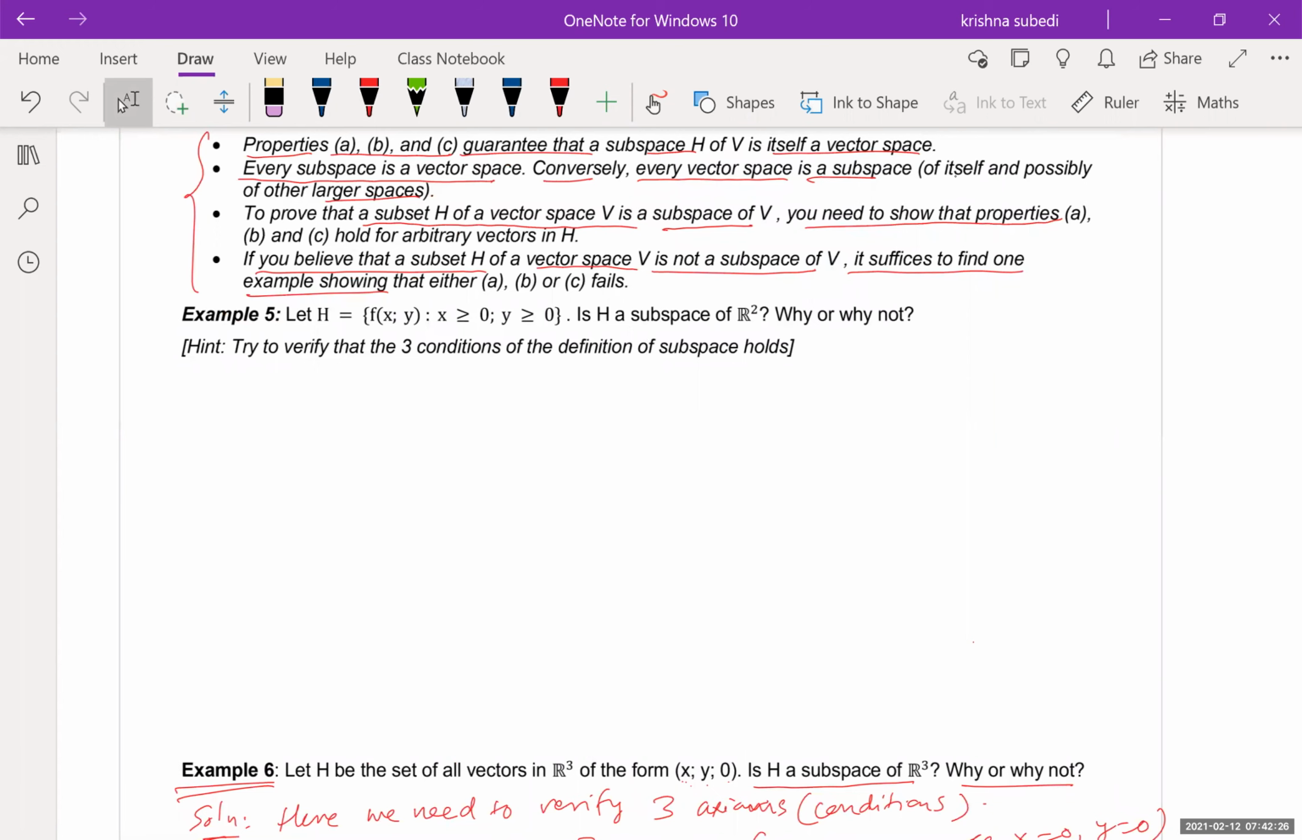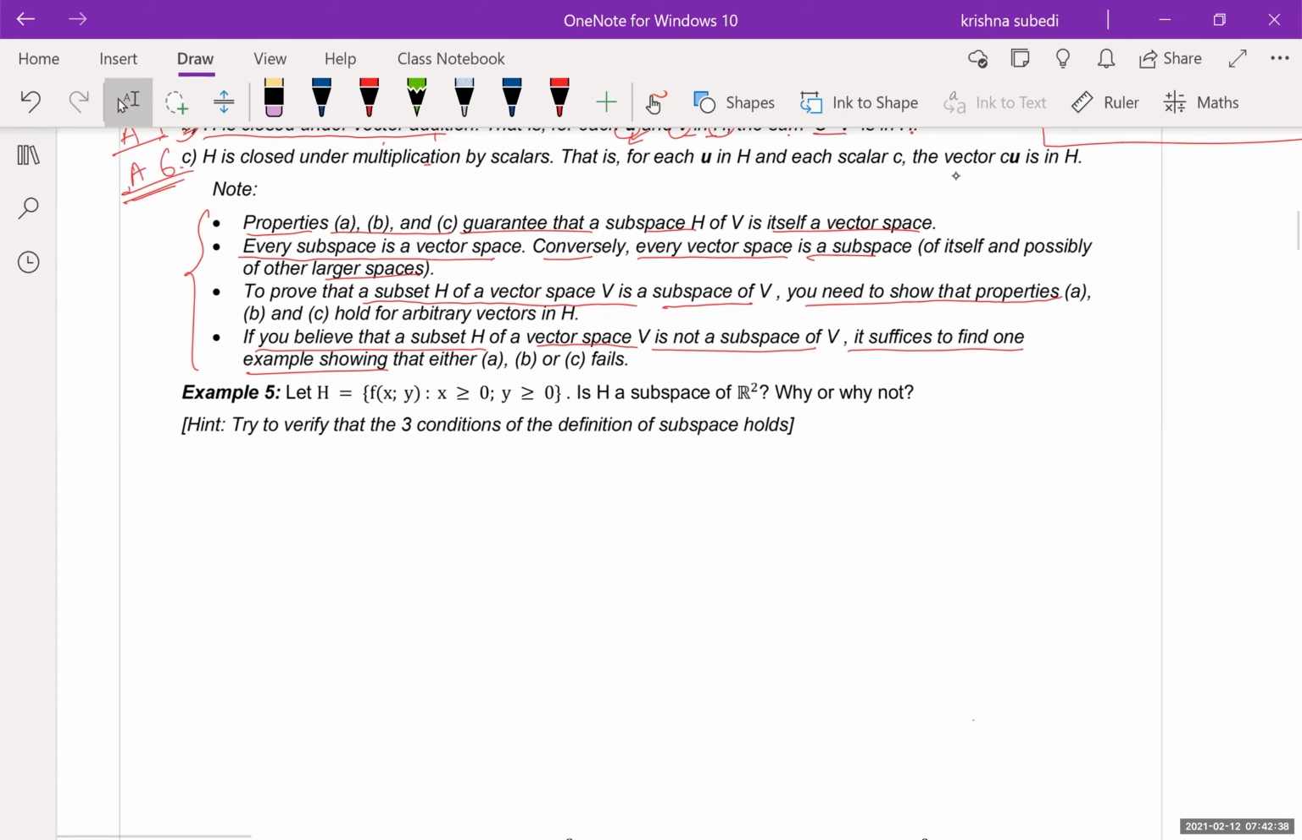Okay, so example 5. We're given H, and the objects in that H container are of this type, non-negative. Now, is H a subspace of R2? Why or why not?